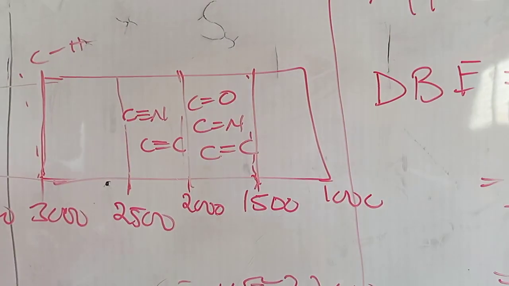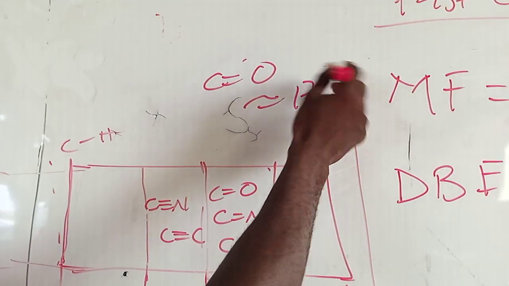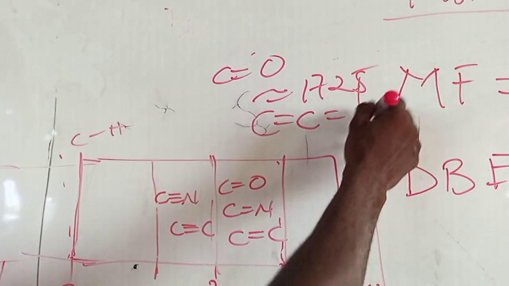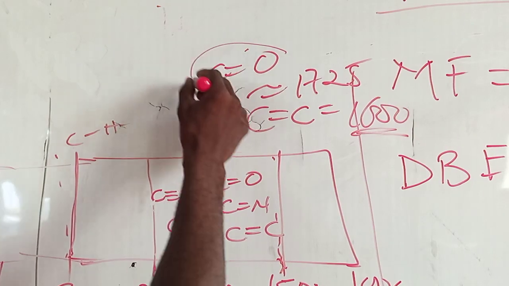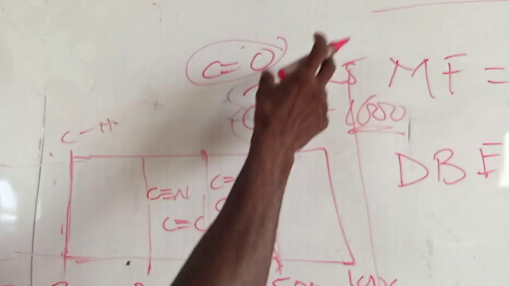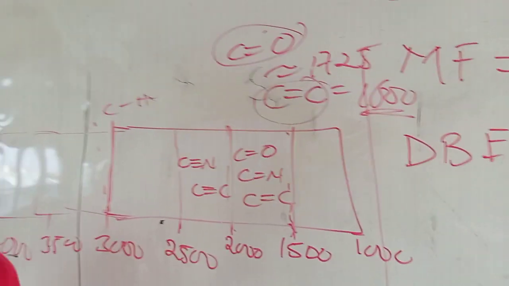Actually, carbonyls appear around 1725, whilst alkenes appear around 1600. And it's making sense because the electronegativity difference here is higher than that of this, which means the bond here is stronger than this, and that is why it is appearing at a higher number as compared to the alkene.